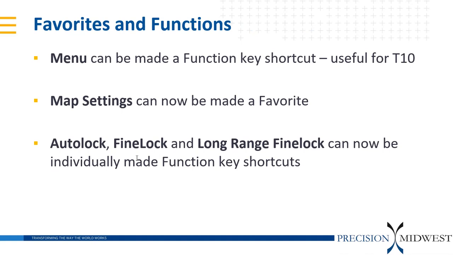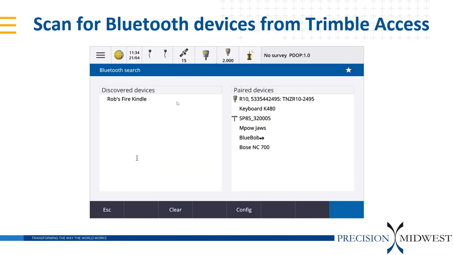Favorites and functions. Menu can now be made a function shortcut key, useful for T10 users. Map settings can now be made a favorite. Auto lock, find lock, and long range find lock can now be individually made function keys. You can now scan for Bluetooth devices from within Trimble Access, so you do not have to go to Windows to pair it. You can do it all right there inside Trimble Access.